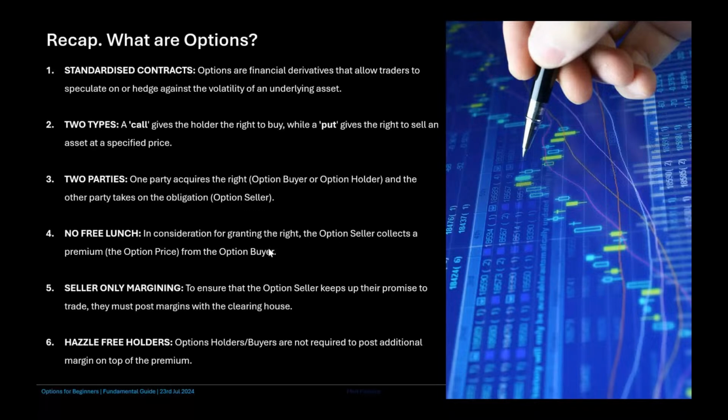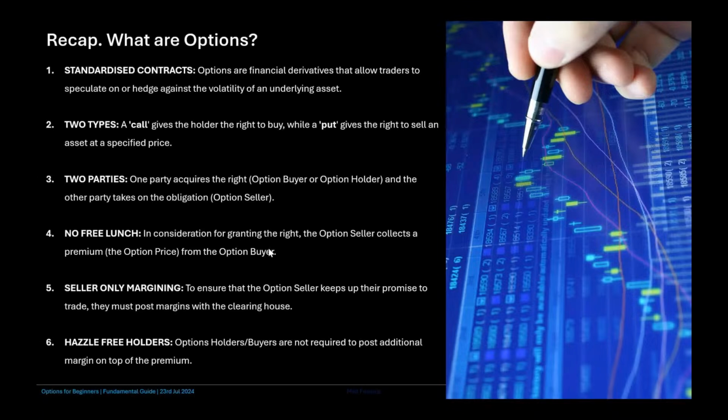Moving on, there'll be two parties. Again, like with most contracts, two parties to a contract. One party acquires the right, so he or she is referred to as an option buyer or an option holder. And the other party takes on the obligation. The party taking on the obligation is the option seller.